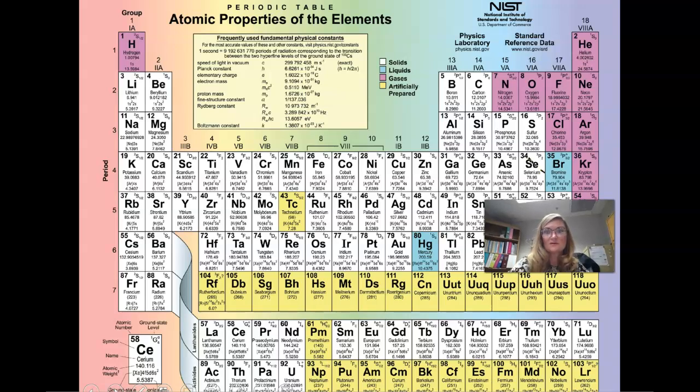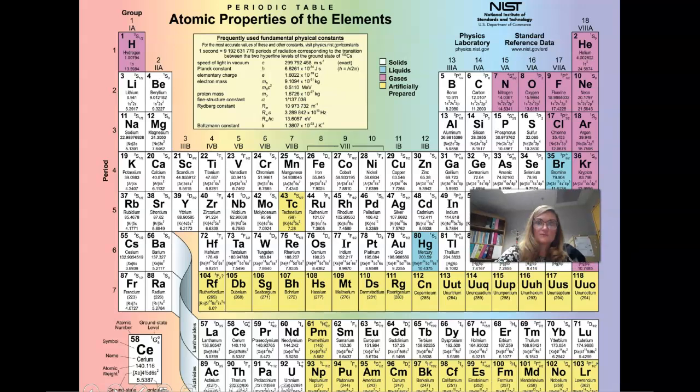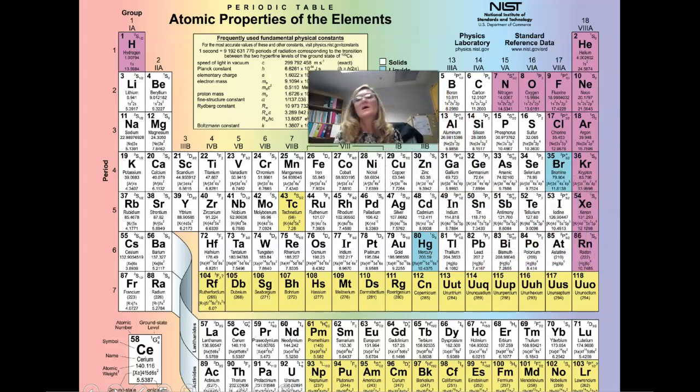This is what the modern periodic table looks like today. Move myself over right here. And so this is going to give you a view of different elements that you can see. Now, looking at the periodic table, there are some easy things that you can learn from this.